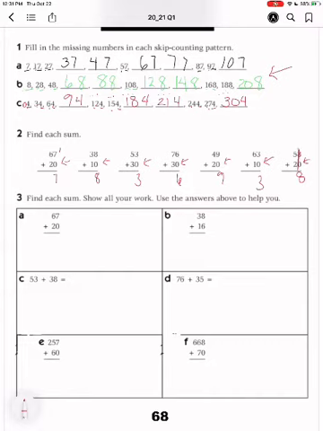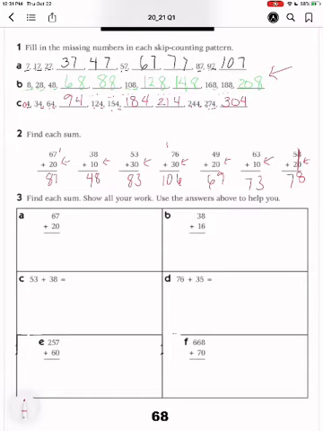All right. So now let's go through and do all the 10s. 8, 4, 5 plus 3, 8, 7 plus 3, 10, 4 plus 2, 6, 6 plus 1, 7, 5 plus 2, 7. Those are pretty quick. All right, find each sum.